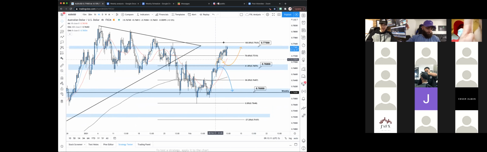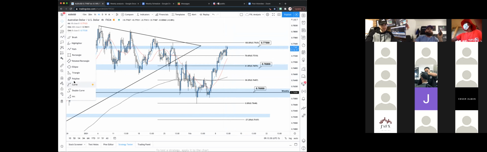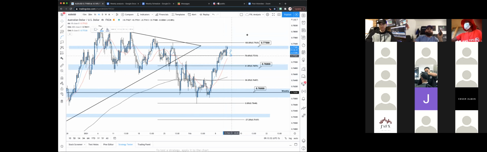It is a bit extended, so I'm not going to be buying at a high. Even if it does look like it's breaking out, I don't really want to buy that. I want to wait for a more conservative entry. So ideally, the most recent broken level of resistance, 0.768, I would like to see it pull back to there. Let me just redraw these for you guys. There you go, something like this.